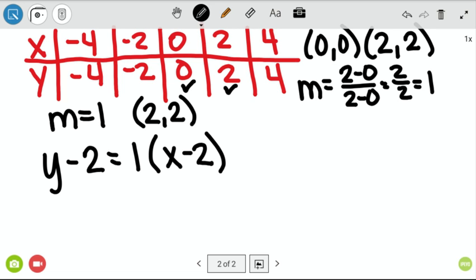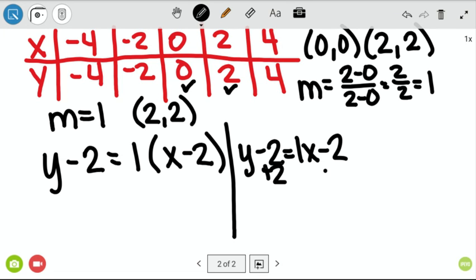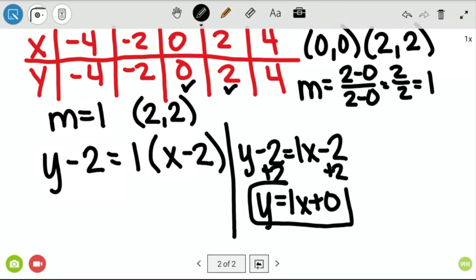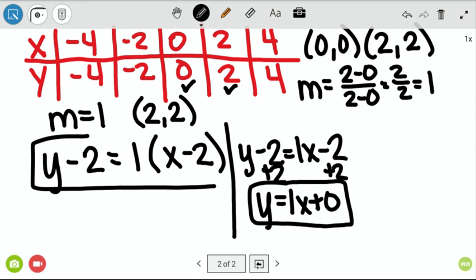We aren't going to specify what form we write it in. So I will accept point slope because it's an equation. It has an equal sign, and it determines a relationship. However, if you choose to distribute this and get 1x minus 2 and then add your 2 over, and you get y equals 1x plus 0, I would also accept this. I would accept the point slope.